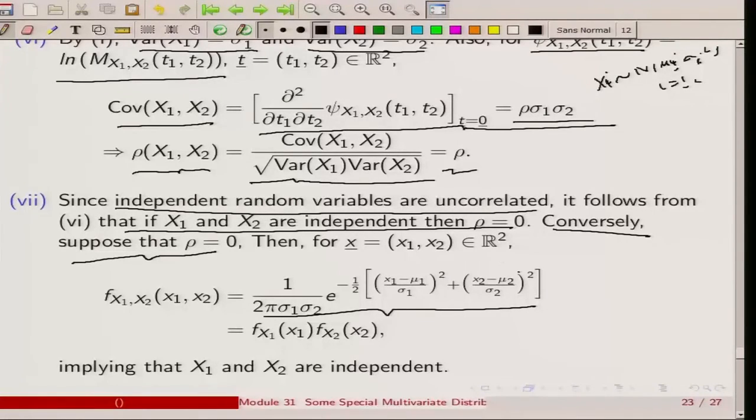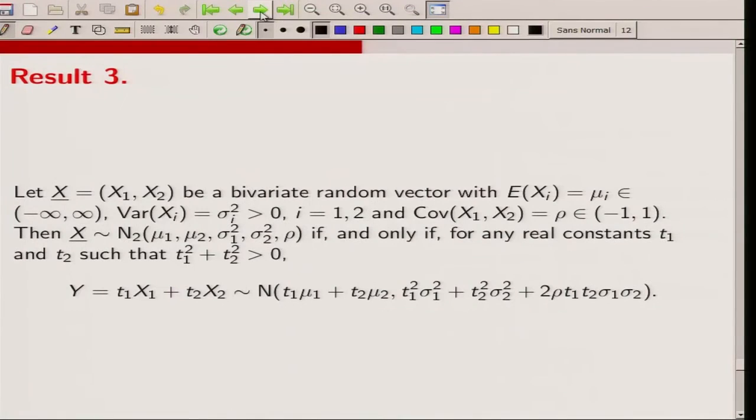So, here you can see you can separate out the terms of x1 and x2. In fact, you can write this as f_X1(x1) times f_X2(x2), because these are the normal mu 1, sigma 1 square density and the normal mu 2, sigma 2 square density. So, if correlation is 0, that would imply x1 and x2 are independent. So, the bivariate normal distribution is one distribution where if correlation is 0, then x1 and x2 are independent.